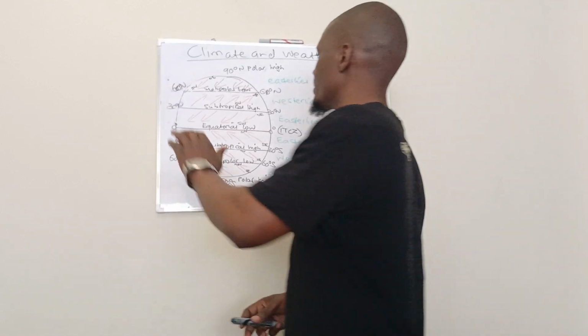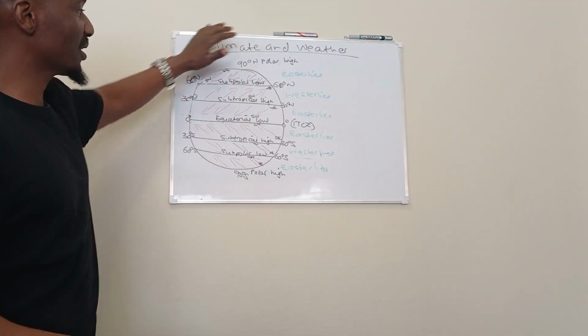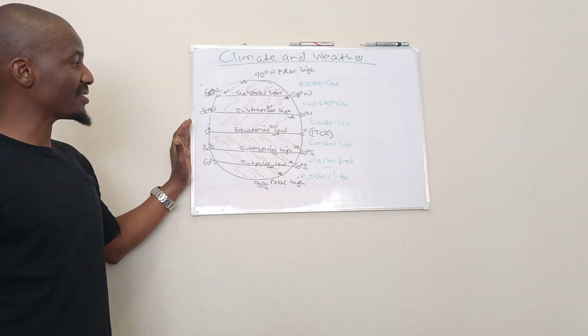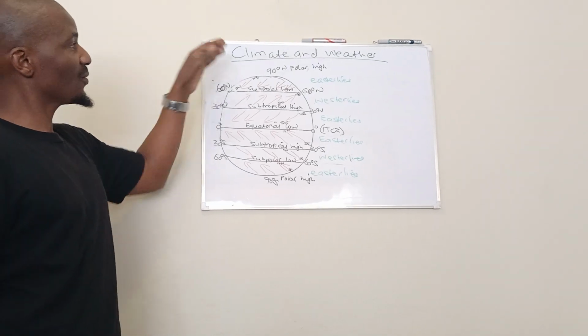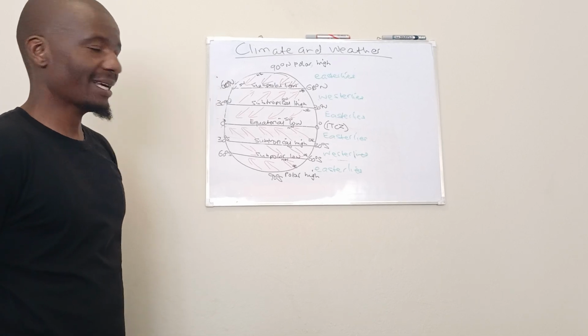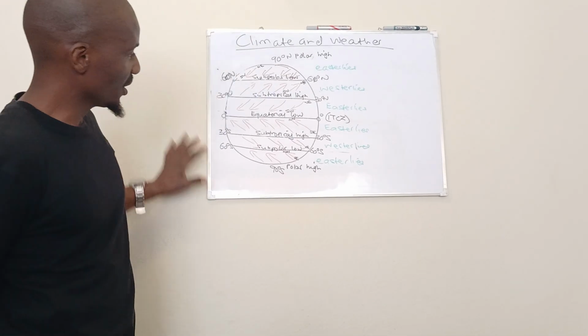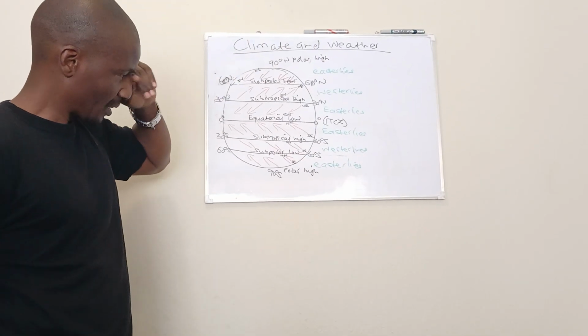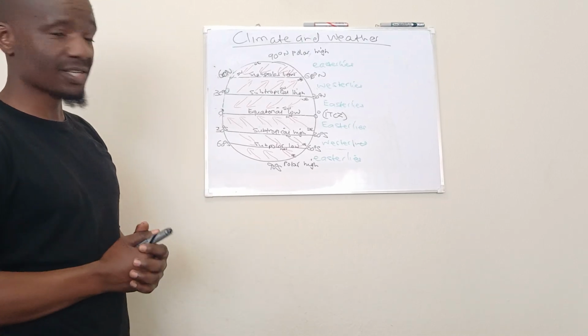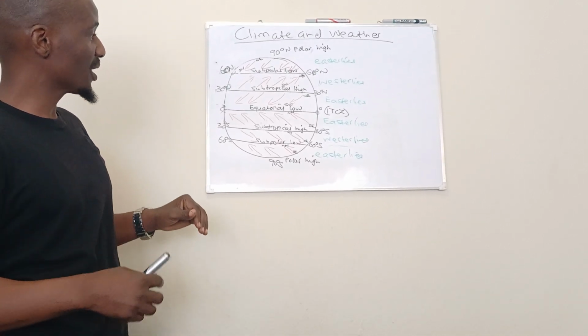The first thing that you need to understand, boys and girls, is global air circulation, because it is the foundation of our topic of climate and weather. What do I mean by that? This is a model of our globe. That's why when we talk about global air circulation, this is what we are referring to.